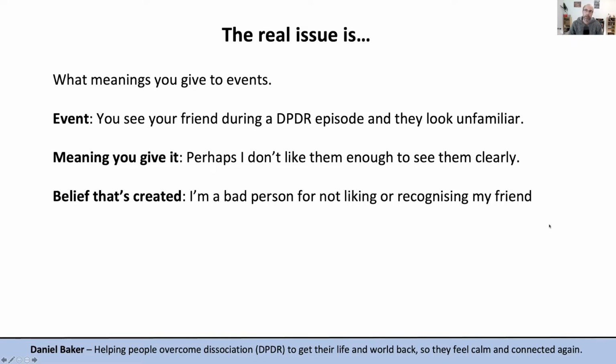So let me explain. You can see there the event. This is something that happens. You see your friend during a DPDR episode, and they look unfamiliar to you. So now that event's happened, your brain will automatically give it a meaning. And perhaps the meaning you give to that is, perhaps I don't like them enough to see them clearly. We don't know if this meaning is true or not, but you've still given it to that event.